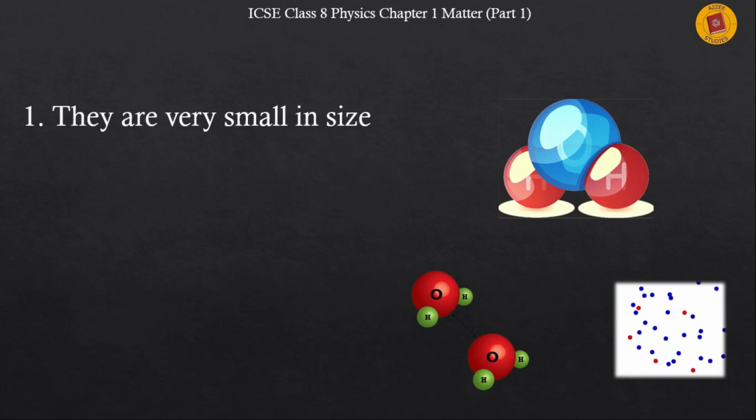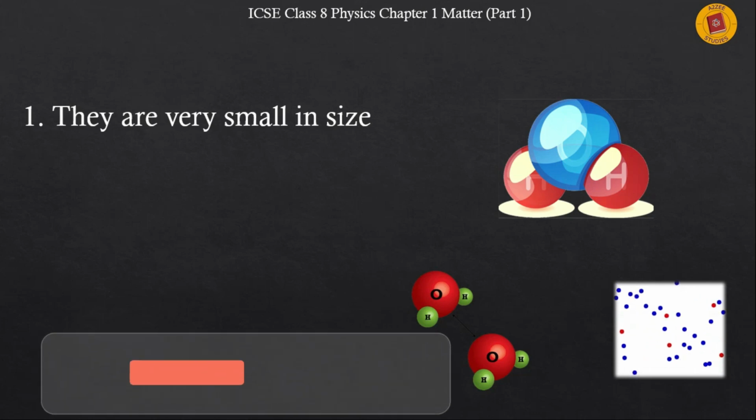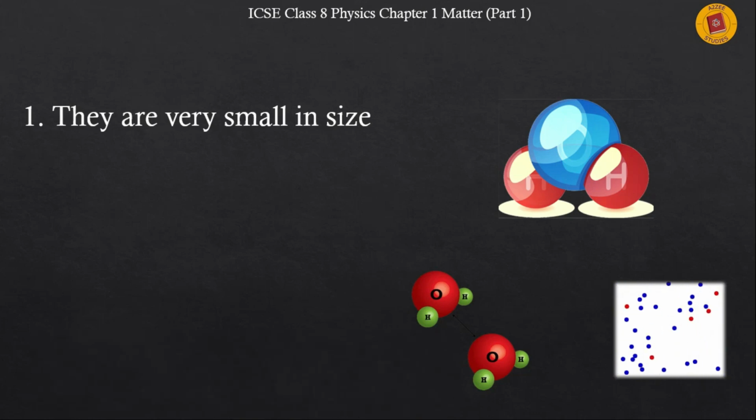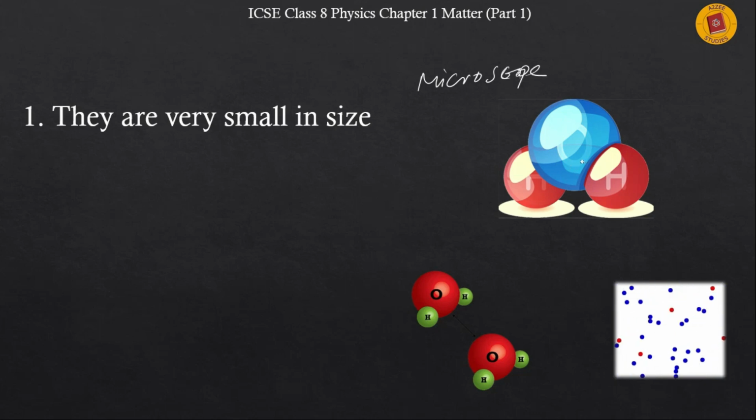So matter is made up of very small particles which are known as molecules. They are extremely small in size, so we cannot see them with our naked eye. Those have to be seen through a what? A microscope. The molecules can be seen through a microscope.